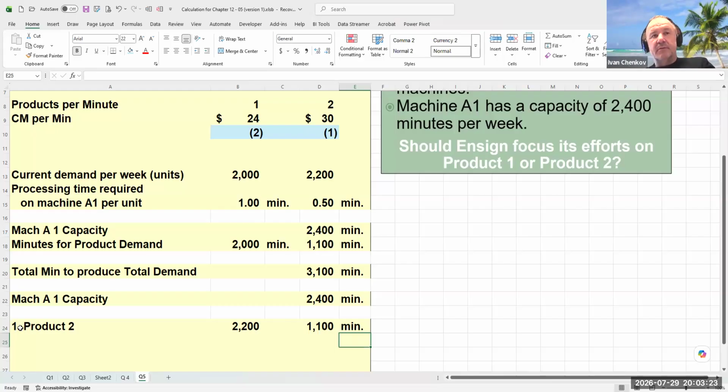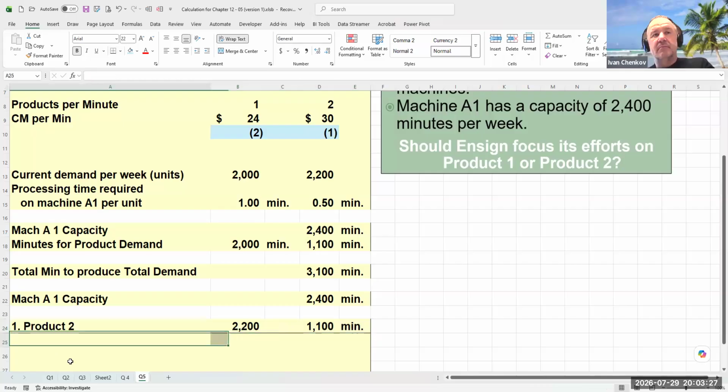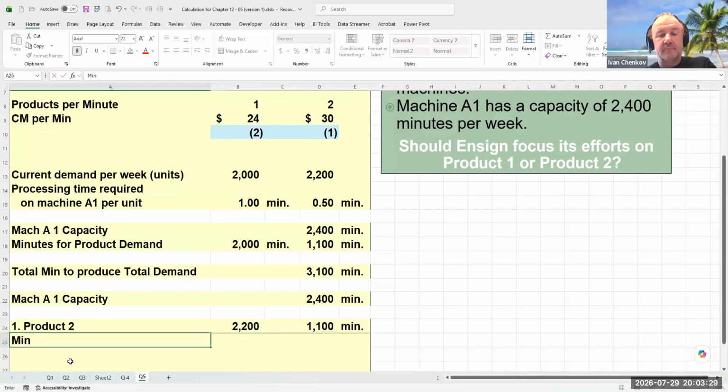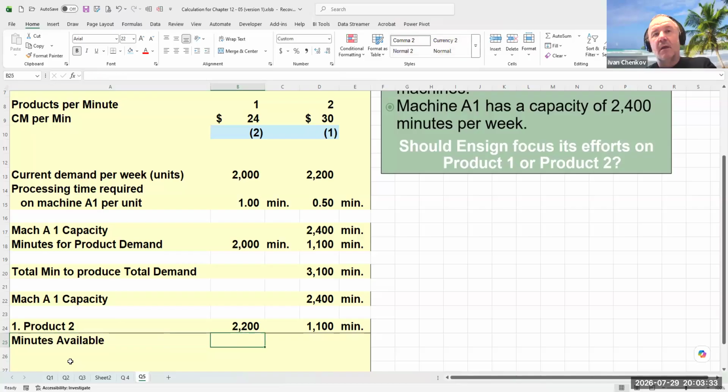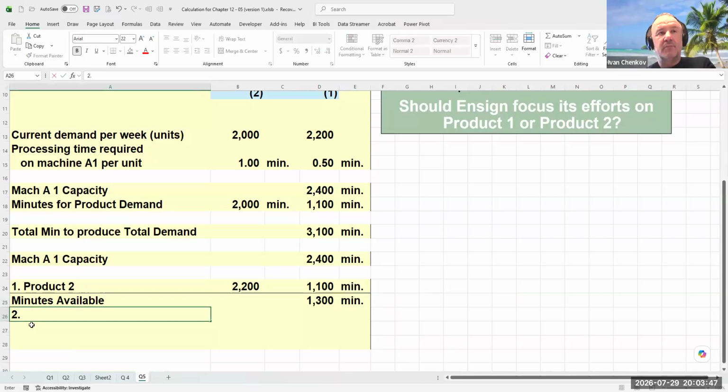Once I finish with product two, I'm going to check how many minutes I have available. And I can see that I have in machine one left 1,300 minutes. What should I do with this 1,300 minutes? Well, we're going to focus now on product one.